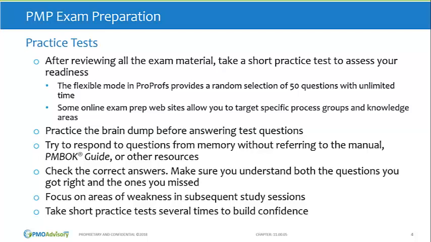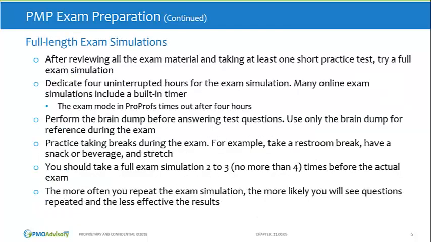In your later study sessions, use this information about your areas of weakness and continue to take these short practice tests in order to build your confidence over time. When you feel ready, that is, you've studied all the material and you've taken at least one short practice test, you're feeling good, now try the full exam simulation.